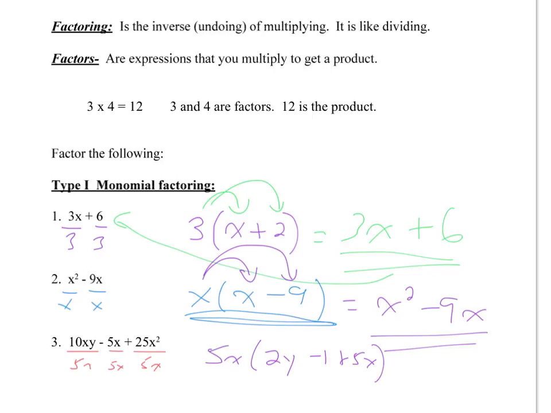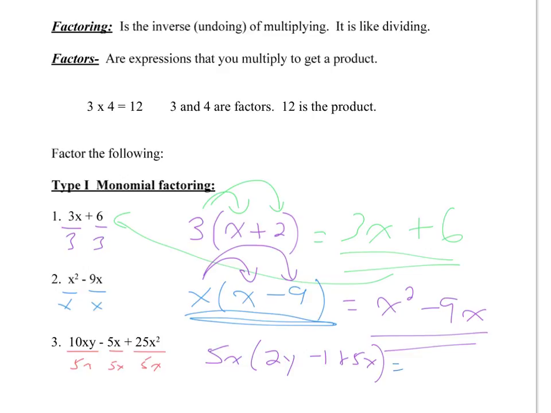Okay, when you factored out the 5x, we factored a 5x out of each of these. I get, for my first term, 10xy divided by 5x is 2y. 5x divided by 5x, careful, don't lose that. That becomes 1. And 25x squared divided by 5x is 5x. Let's check this and make sure we get the right answer.